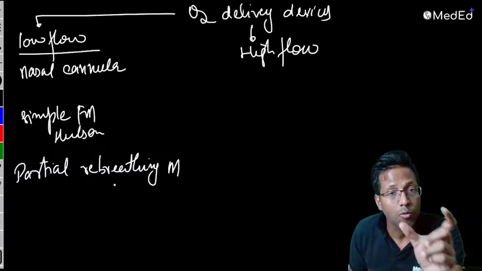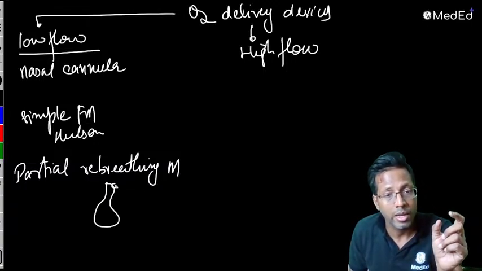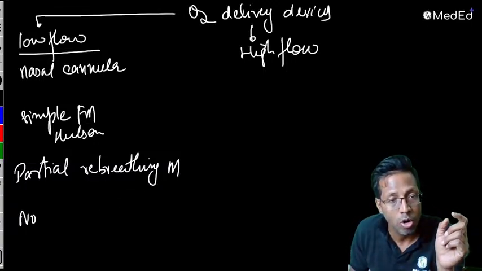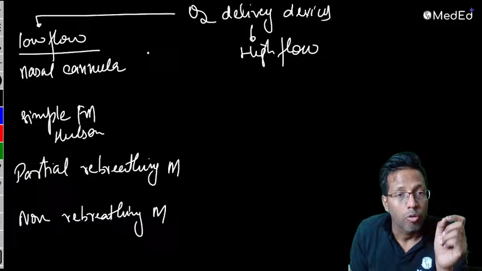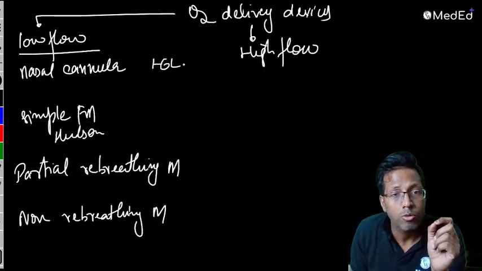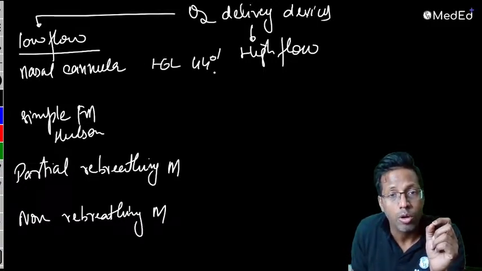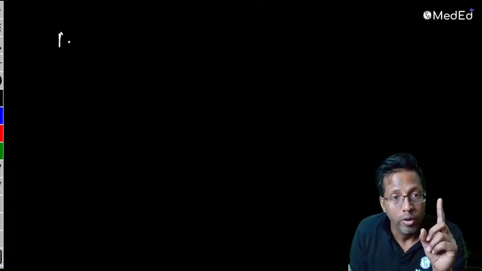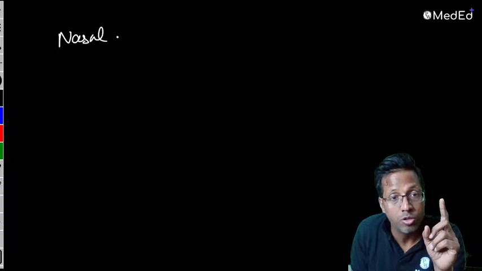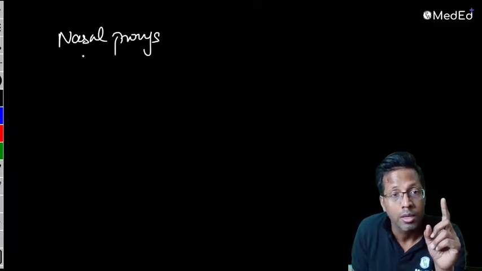And to that, if you attach a valve, meaning a reservoir and then a valve also on the mask, that becomes a non-rebreathing mask. What is the difference? Nasal cannula works between 1 to 6 liters. Maximum FiO2 is 44%. There's a formula for that. For nasal prongs, when you talk of nasal cannula or nasal prongs, there's a formula, and a question based on this had come in the INI-CET.